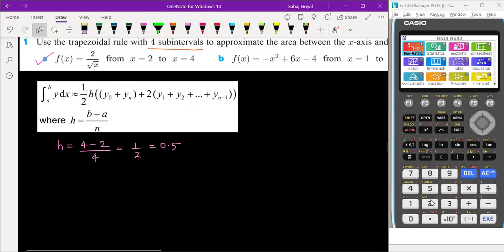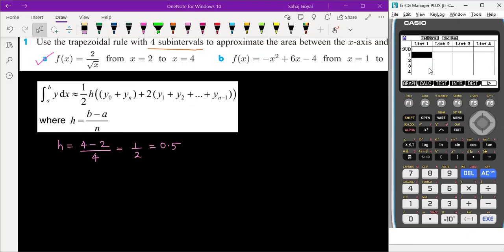So I will go to statistics, list 1 and list 2. In list 1, I will input all my x values. I'll start with 2, 2.5, 3, 3.5, and then the last value is 4. Now I can find the corresponding y values. The formula is 2 upon root of x. So I'll go to list 2.